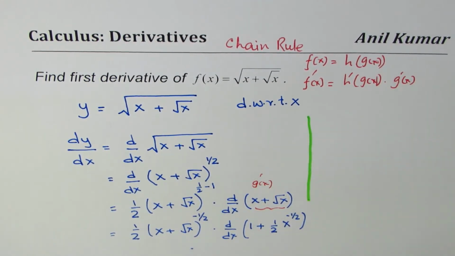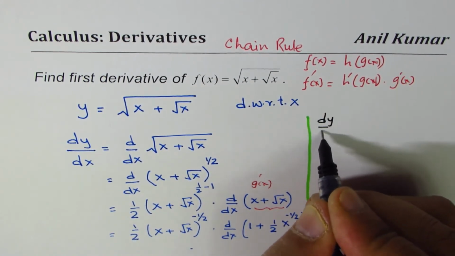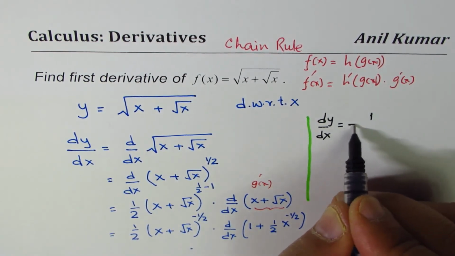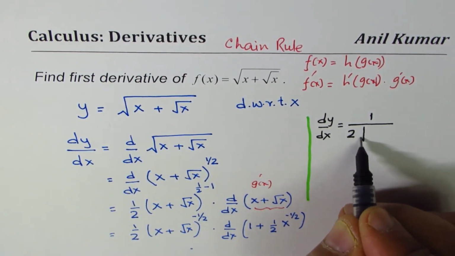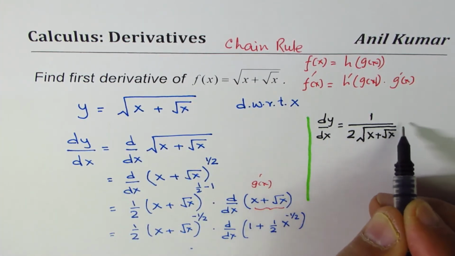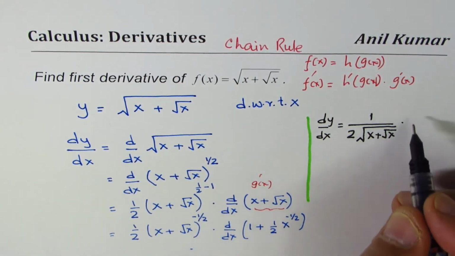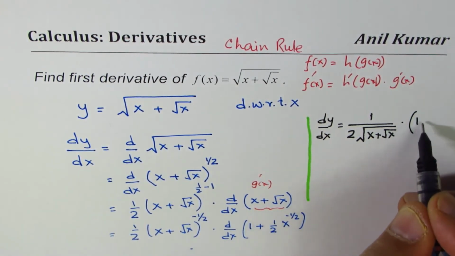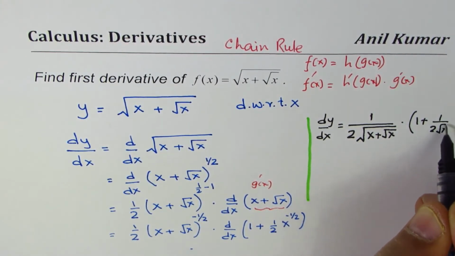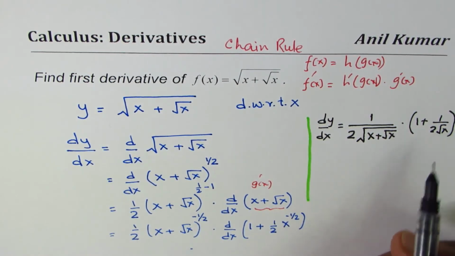Okay, so let me change the ink also. So what we have got here is dy dx as equal to, so since this is to the power of minus half, everything comes in the denominator, right? So we could write this as 1 over 2 times square root of the whole function, which is x plus square root x, correct? Times, now this derivative is 1 plus, so there's also minus half, so square root function derivative is 1 over 2 square root x, correct? So that becomes the expression.